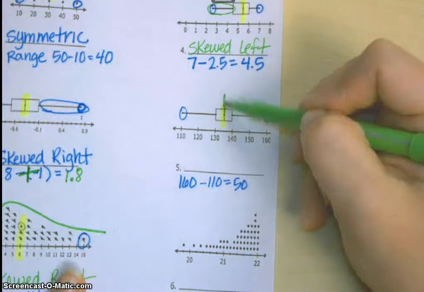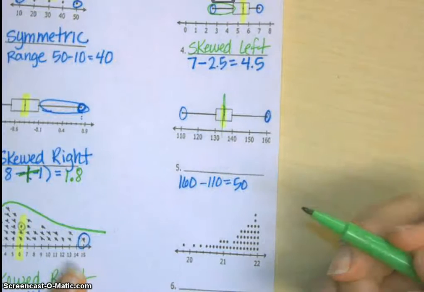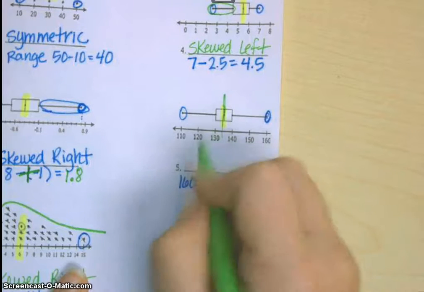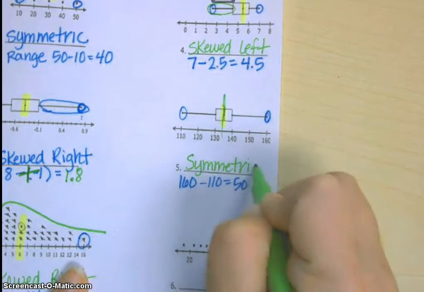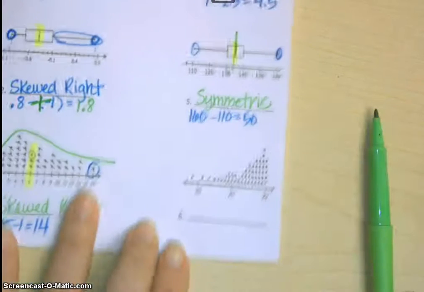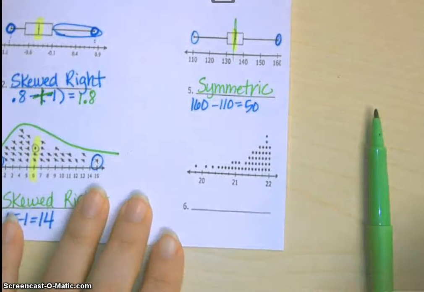So if I think about the center here, it looks pretty even on both sides. So even on both sides is going to be symmetric. All right, and number 6, if you haven't paused it and solved it, do it now. Up, a long one again.